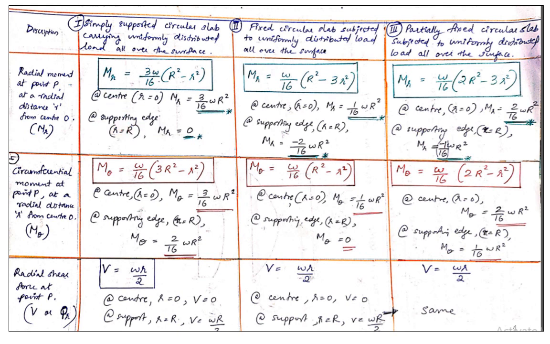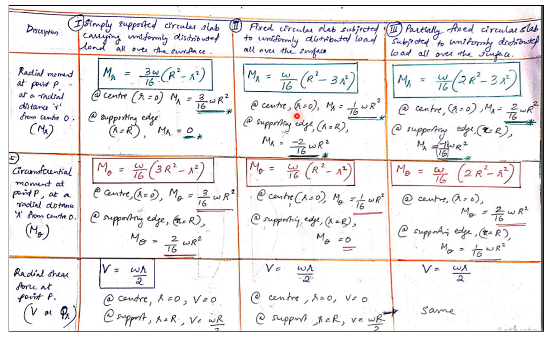Now we shall see what the values are at the center and at the supporting edge. Consider this case: M_r is equal to 3W by 16 into (capital R square minus small r square). At the center, the value of r is 0. If you substitute 0 here, the equation becomes 3W by 16 into R square, as the r term will vanish. Now at the supporting edge, what is the value of small r? r is the distance of that point from the center, so small r will be equal to the radius. So you substitute small r equal to capital R. The value will be 3W by 16 into (capital R square minus capital R square), which will be 0.